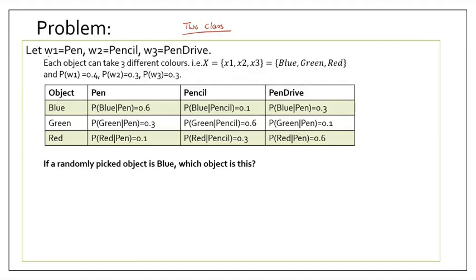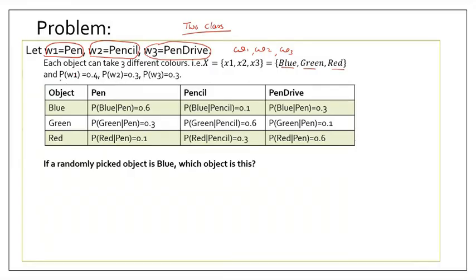Now here I call this omega 1, this omega 2 and this omega 3. So there are three classes: omega 1, omega 2, omega 3. They are pen, pencil, and pen drive. Each object can take three different colors: blue, green, and red. So pen can be blue, green or red, and pencil can be blue, green, or red. Like that, we have defined our problem domain.